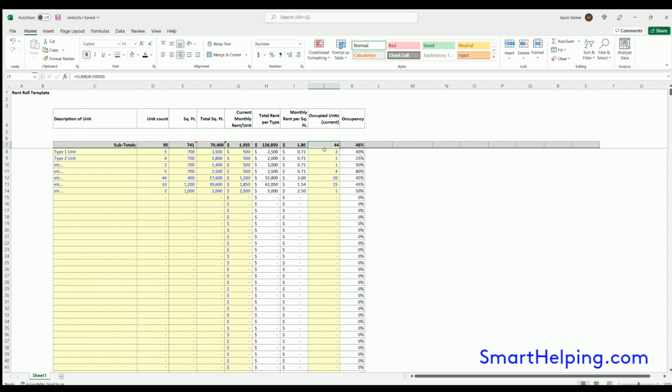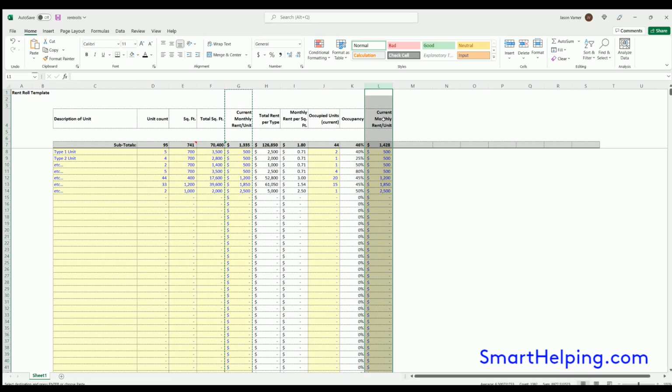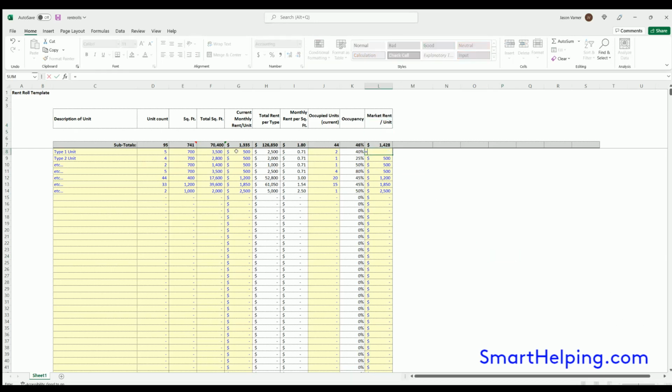Okay, so occupied units, occupancy. What else is important here? Well, we definitely want to do what's the current, because you're likely, if this is acquisition, you're going to be doing what's the market rent. And maybe the market rent's a bit higher than this. Let's just say, just on average, we'll just say this is this times 1.2. So here's the market rents.